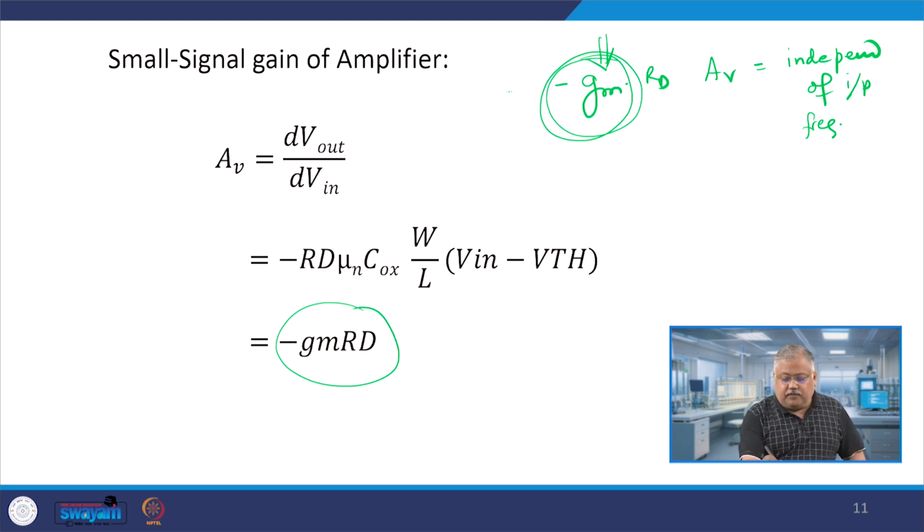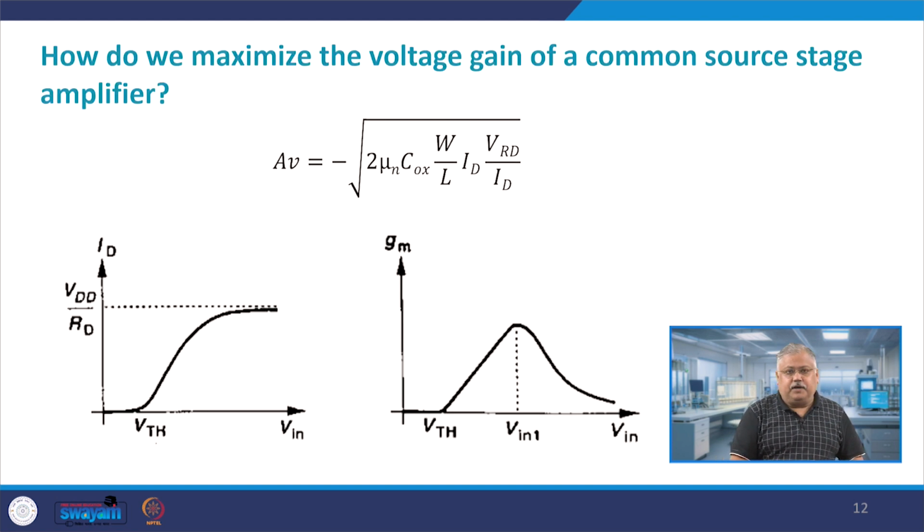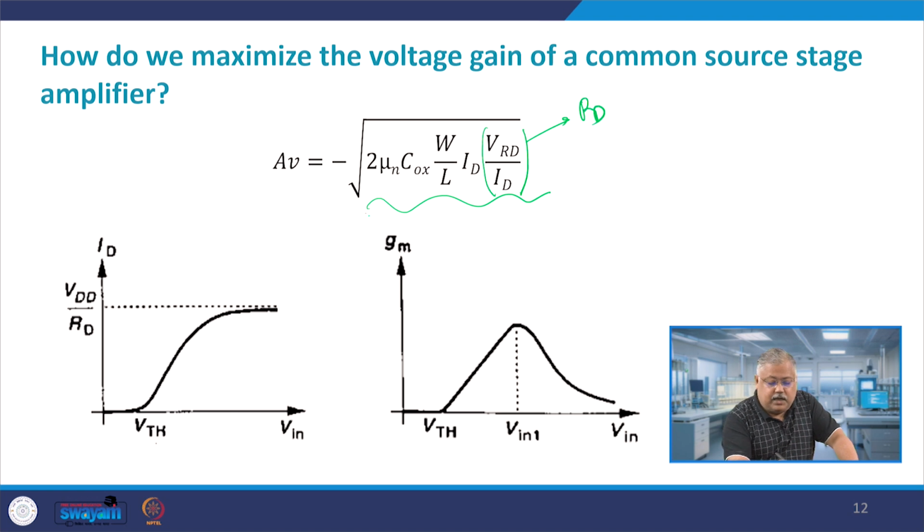So, this is the value of AV, the voltage gain, which we see is minus GM times RD for a small signal amplifier. How do you therefore maximize the voltage gain of a common source amplifier? This is an expression for GM times RD. The voltage across RD divided by drain current is basically RD, and this whole quantity here is GM. When GM is plotted with respect to V in, it first increases, reaches a maximum, then falls down. So if you are operating either here or here, your GM will be small. Try to operate somewhere around V in 1 and you will get a much larger value of GM.